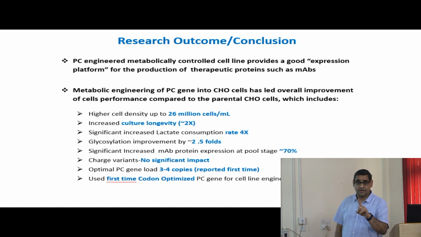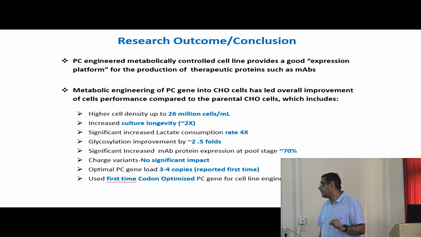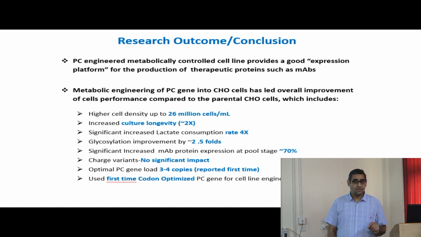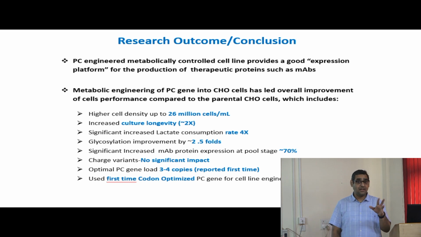I will show you the comparative table. We didn't get good significant results, but that is also a result, so I am telling you. The optimal PC gene copy number of 3-4 is reported for the first time by our lab. We also used codon optimization for the first time. Earlier studies didn't use codon optimization for cell line engineering and metabolic engineering together.